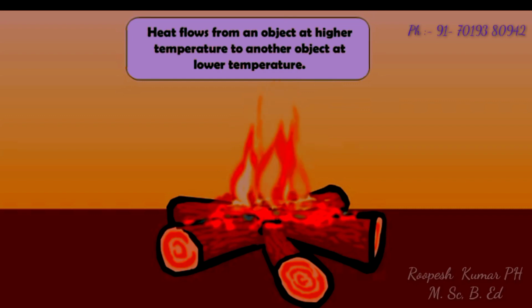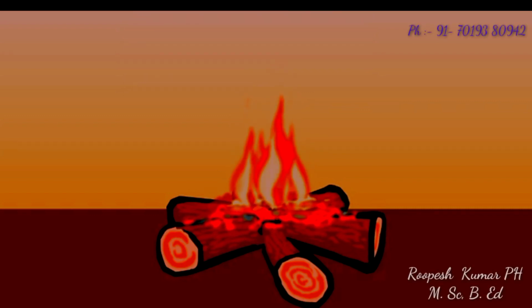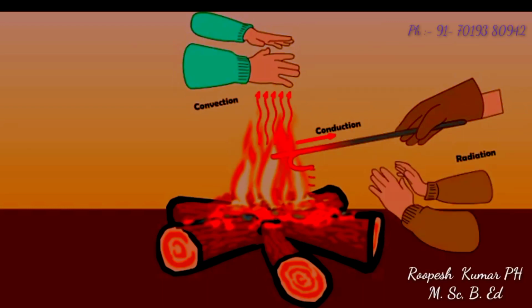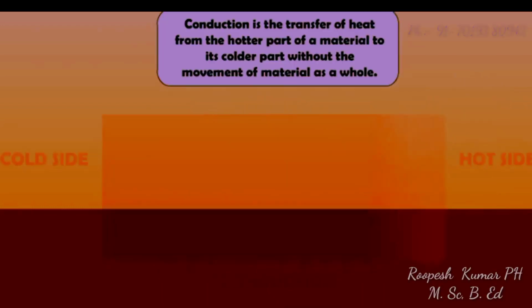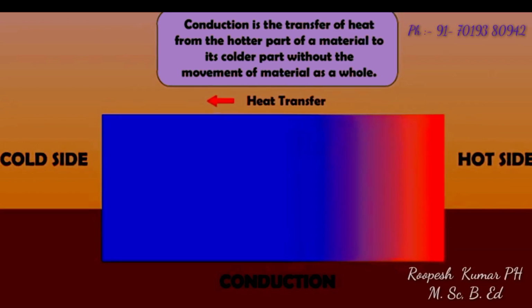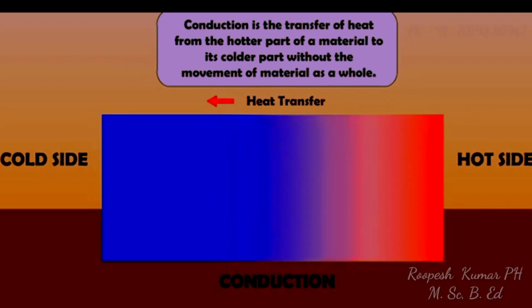Heat can be transferred from a hot object to a cold object in three different ways. 1. By conduction. 2. By convection. 3. By radiation. Conduction. Conduction is the transfer of heat from the hotter part of a material to its colder part, or from a hot material to a cold material in contact with it.